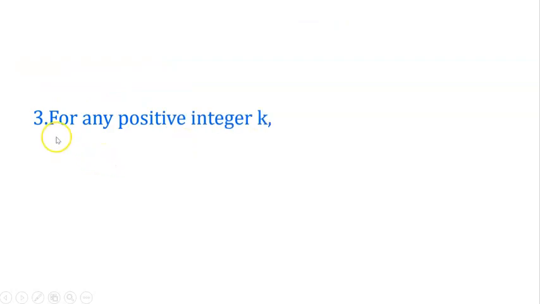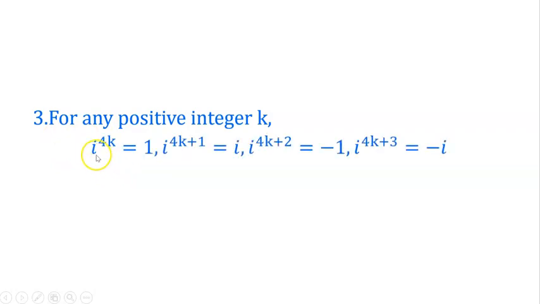Next formula: for any positive integer k, i^(4k) = 1, i^(4k+1) = i, i^(4k+2) = -1, i^(4k+3) = -i.